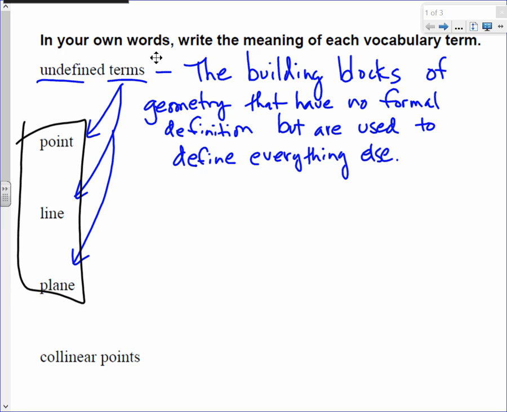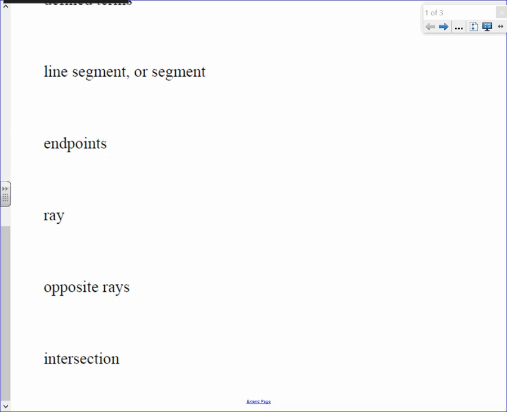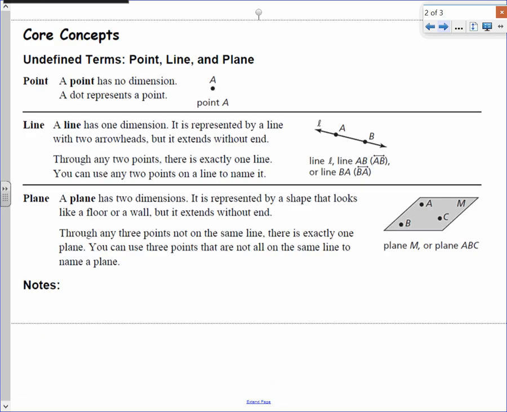Okay, now flip the page over real quick. You're going to see a picture of a point, a line, and a plane. Look what you see here. You have a point, you have a line, and you have a plane. This is for you to keep. This is for you to refer to when you're on your next assignment or this week's test. So let's read about it.